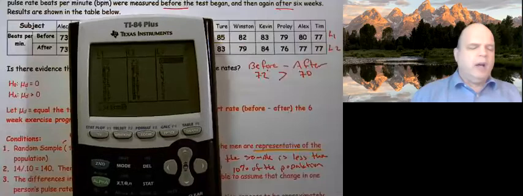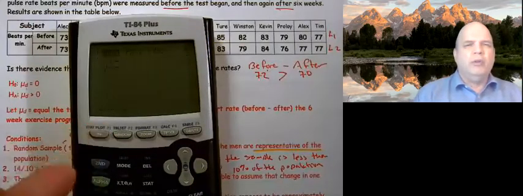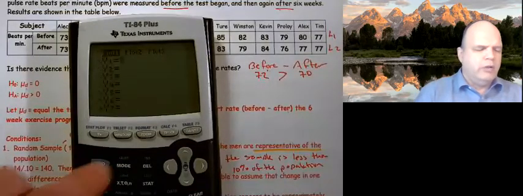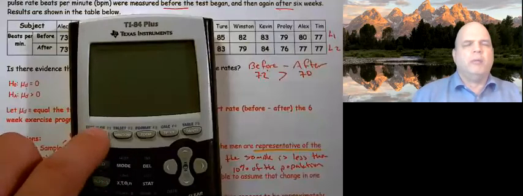All right, so now I have it populated for me and I'm going to press clear. Then I'm going to Y equals. Make sure there's nothing on in Y equals. That's the only reason I went there. Second quit. Then I'm going to go second, followed by stat plot.